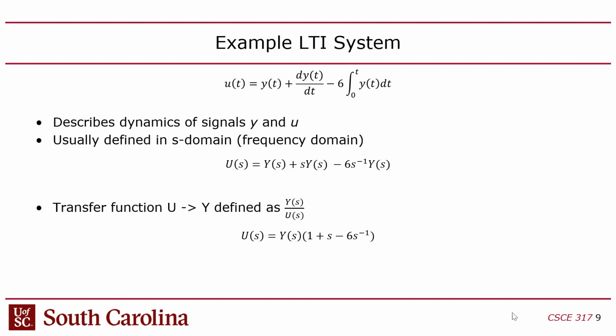You factor out y of s here, and then you divide both sides of the equation by y of s, and that gets you a form which is y of s over u of s is 1. Oh, I'm sorry. Actually, I always get these switched. Y is the numerator, because that's the output, and u is the denominator. So you have to divide both sides of the equation actually by 1 plus s minus 6s to the negative first power. So you end up with 1 over 1 plus s minus 6s to the negative 1, right? Okay, does it make sense? So this is called a transfer function.